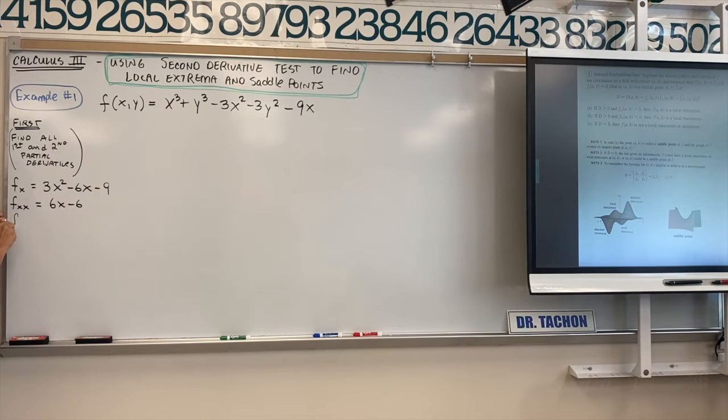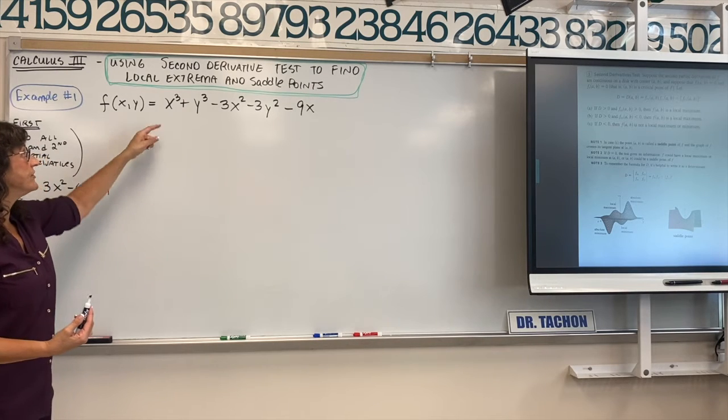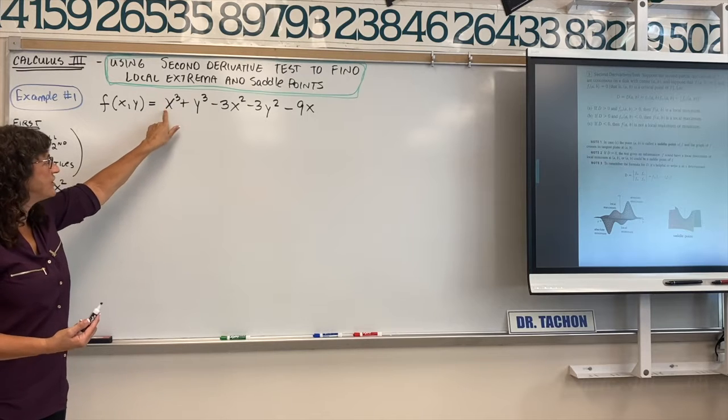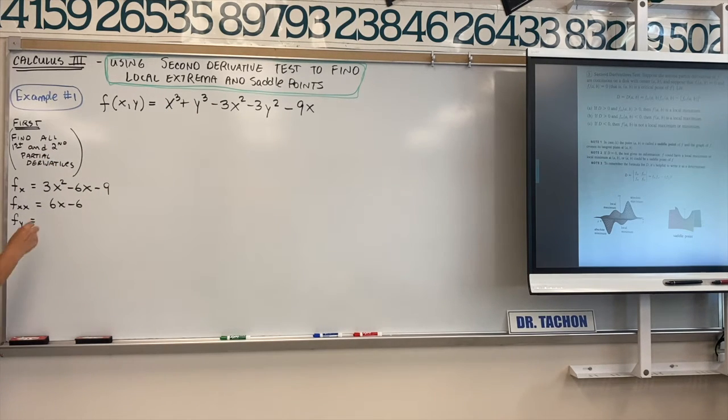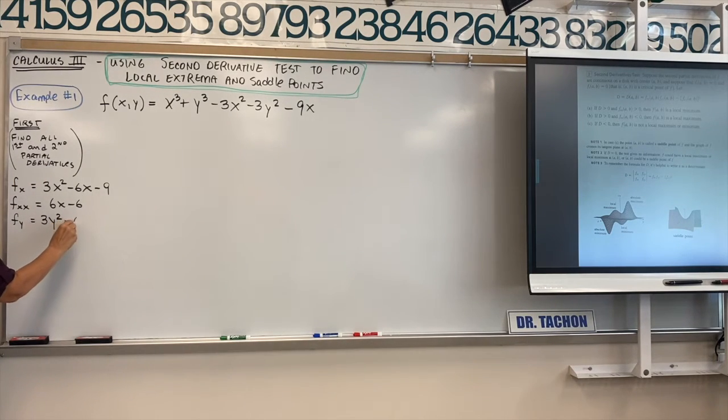Now let's find our first partial with respect to y. All right, so first partial with respect to y, that means that we're going to differentiate the y's and the x is held constant. So x to the third power is treated as a constant, goes to 0. We're going to have 3y squared. So we have 3y squared here, okay? X's go to 0, minus 6y. And so here's our first partial with respect to y. Now let's go ahead and get our second partial with respect to y. Second partial with respect to y will be 6y minus 6.